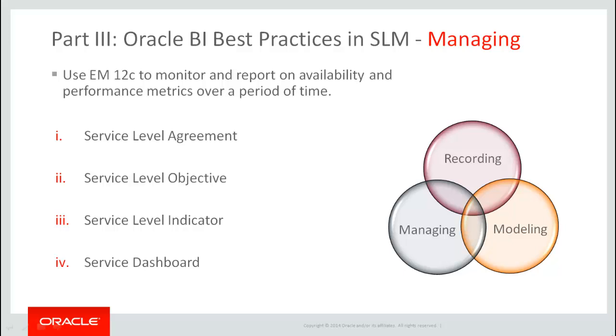SLM includes three components, which are Service Level Agreement, Service Level Objectives, and Service Level Indicators. After the SLA has been created, we can also review the dashboard to create a report on availability and performance of usage metrics. Let's start with creating the Service Level Agreement.